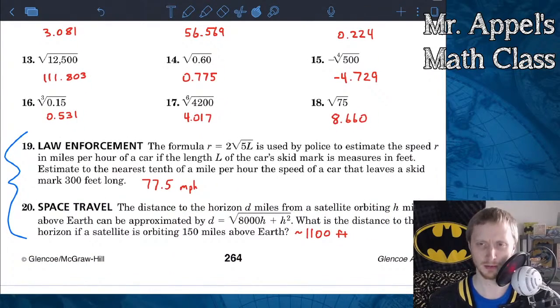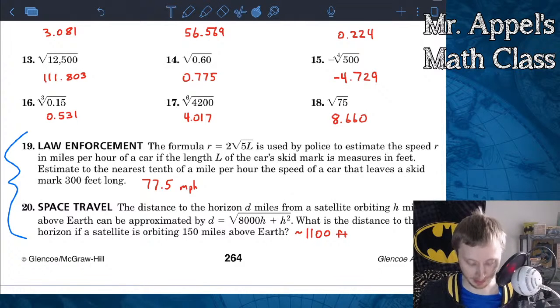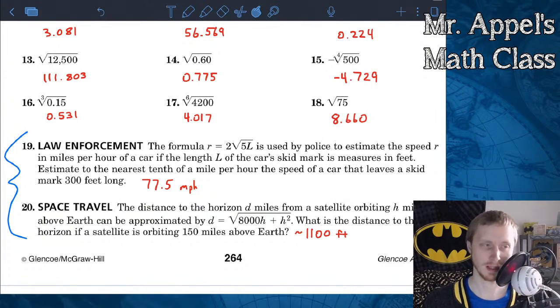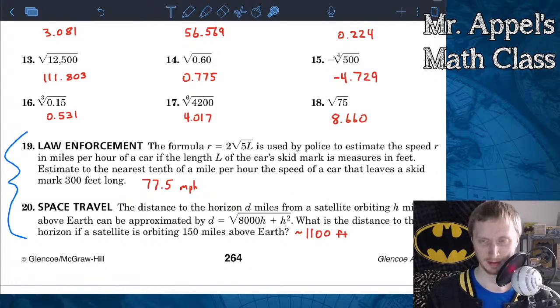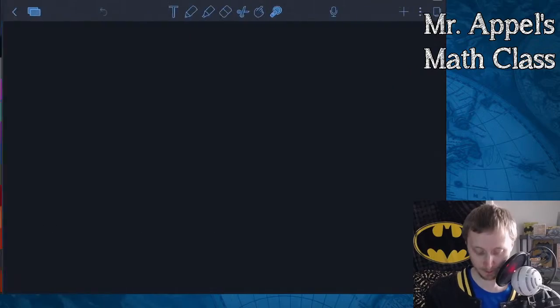Right, and then if you're doing only odds, you would have only done number 19 there. And that's just, here's the formula, put the numbers in. All right, any questions on this page? No? Then let's go on to the next section for today.